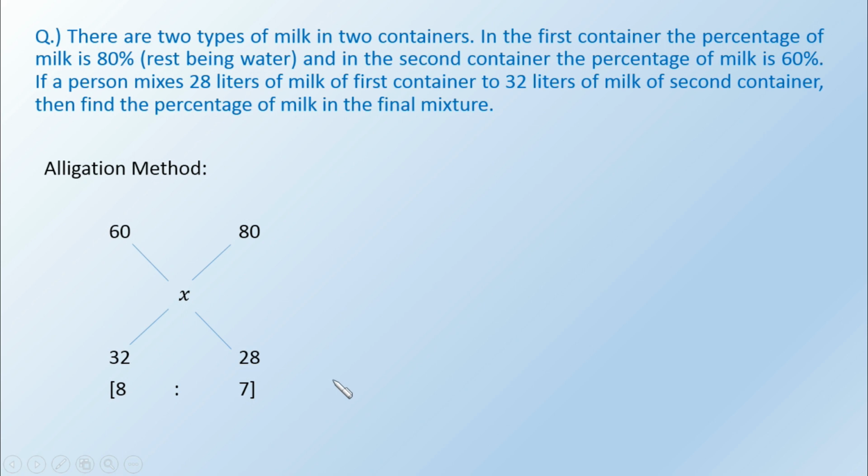Let's solve it. So x is equal to 60 plus 7 upon 7 plus 8, that is 7 by 15 into 80 minus 60. So we get 60 plus 7 by 15 into 20, that is equal to 69.33. So hope you get this concept.